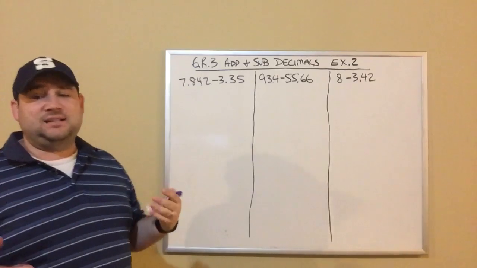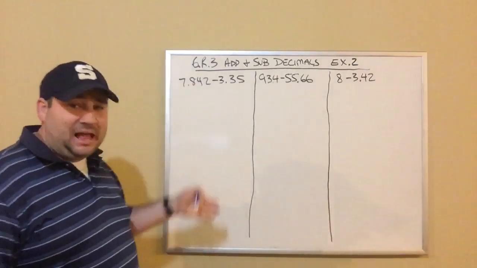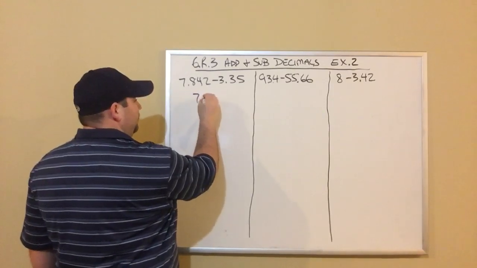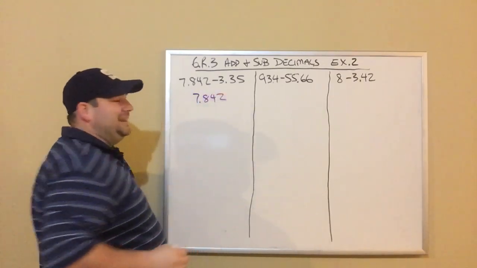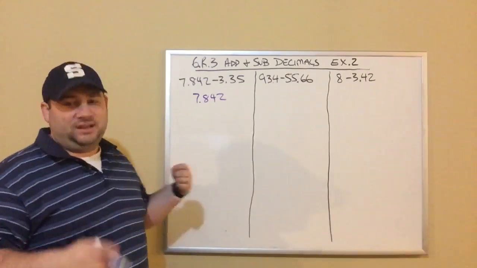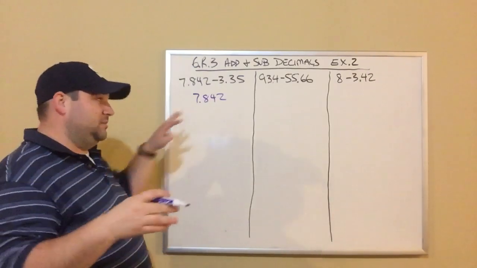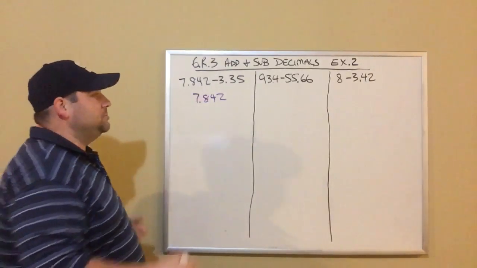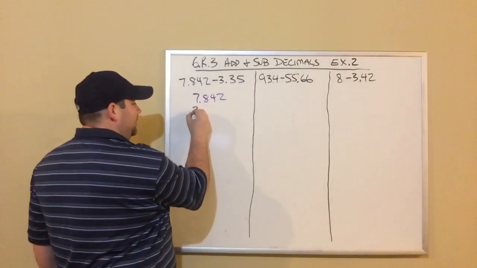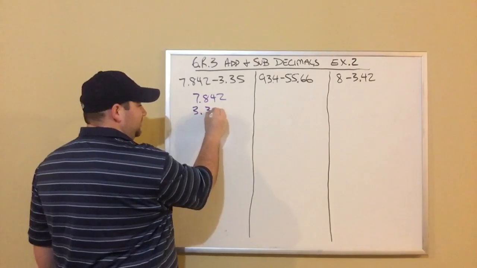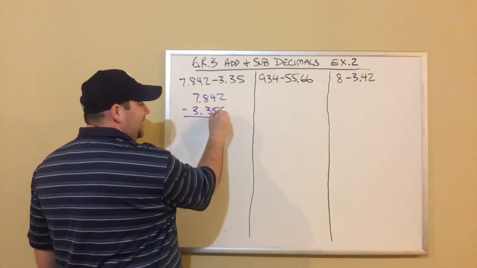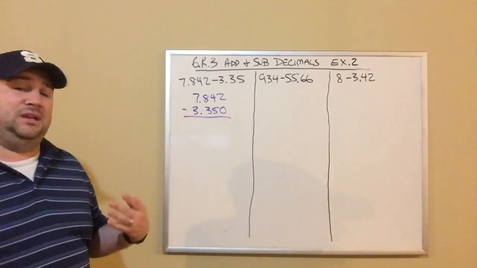Subtracting decimals. It's just like adding decimals where we need to line up our decimals when we write the problem vertically. So we got 7.842. And again, instead of saying 7 and 842 thousandths, just to make the video a little simpler, I'm just going to say 7.842. And we're subtracting 3.35 from it. So I line up my decimal points like that. And this is subtraction. And then just like addition, anytime there's an open spot, I fill in a 0.